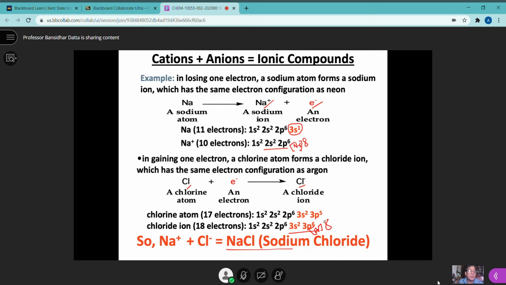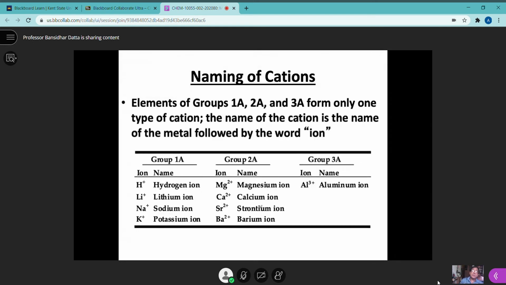So now if we go to the group 1A metals, the first thing we'll cover is the names of the cations. How do you name the cations? That's the first thing. So cations are named, group 1A, group 2A. Are you able to go back to the last slide for one second?